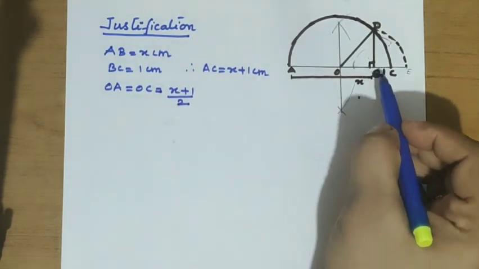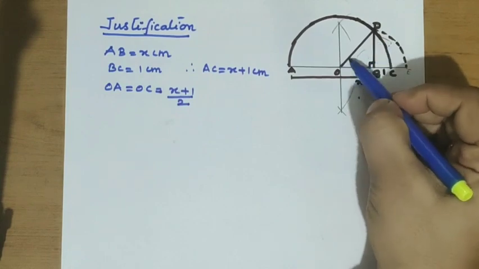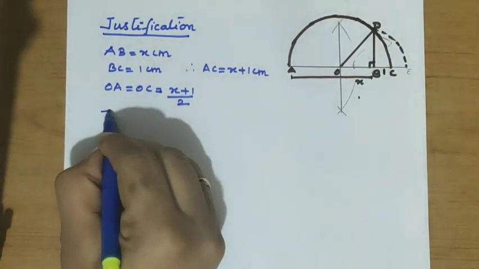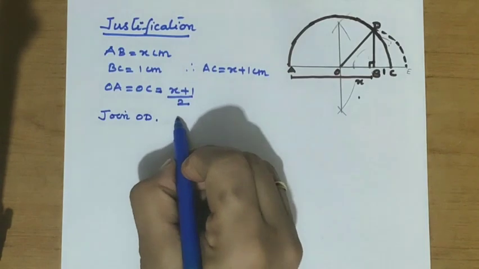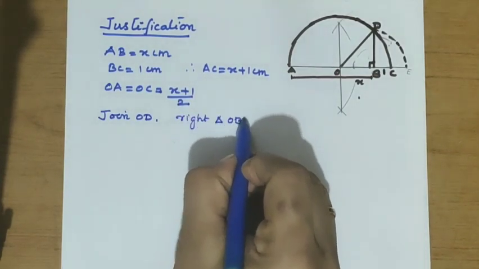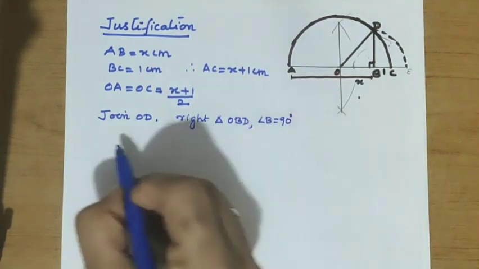Now the next step is that we have joined OD. It was not there in the figure. We have to join OD for finding the length of BD. So join OD is the next step. So we are getting a right triangle OBD where angle B is equal to 90 degrees.